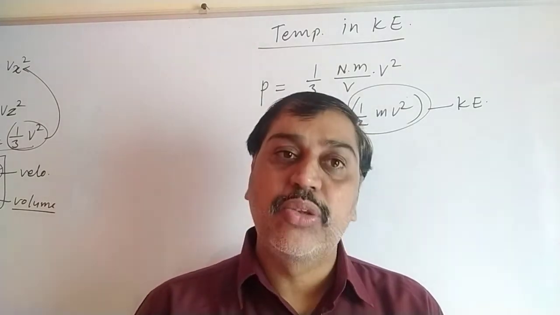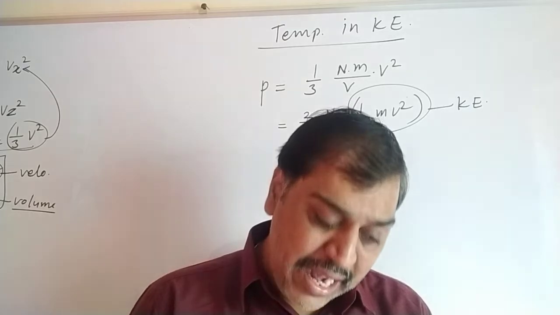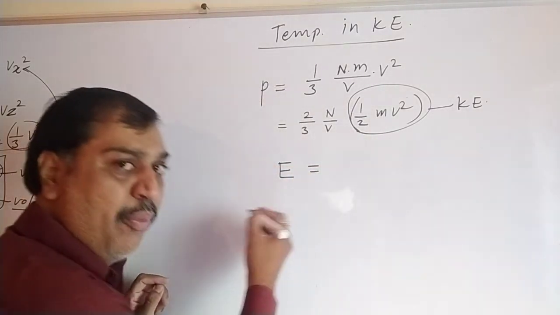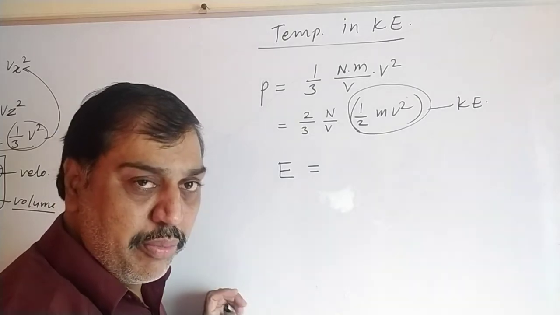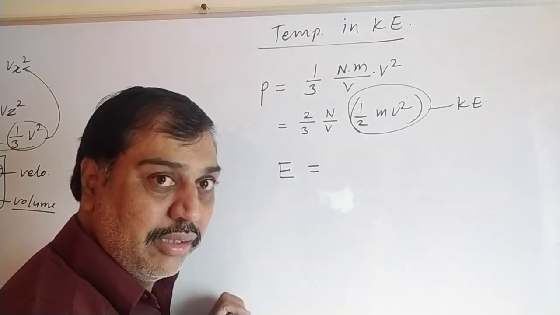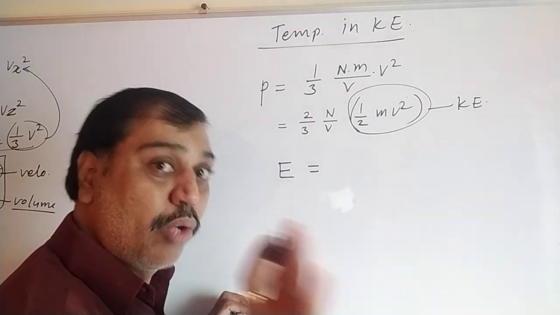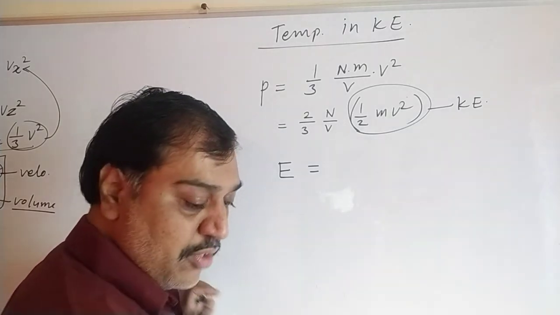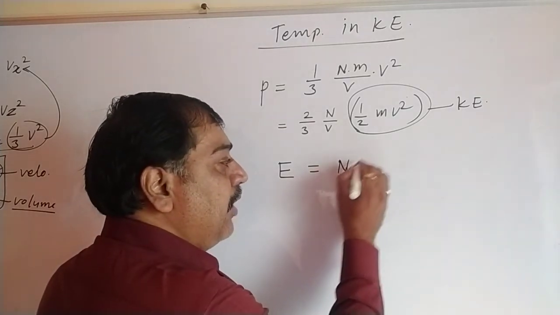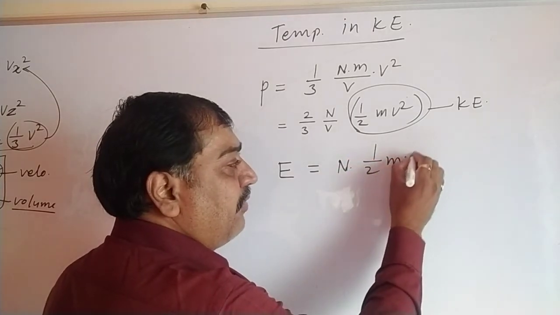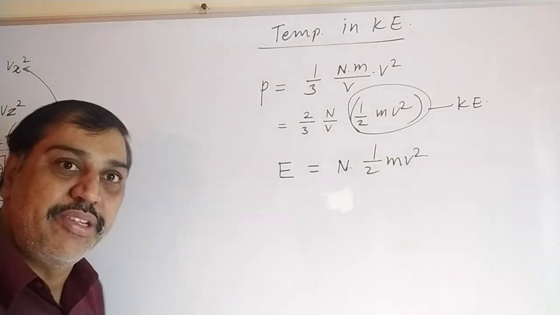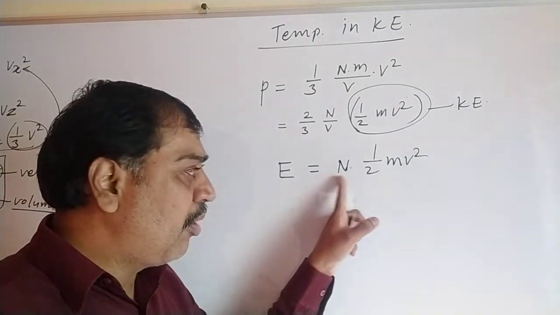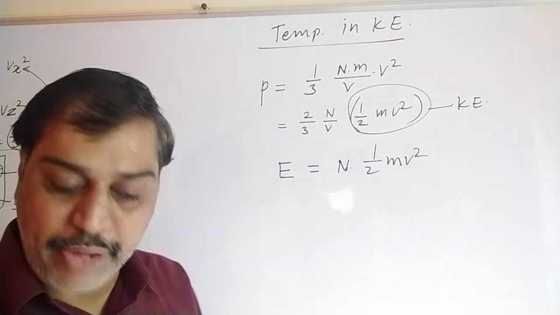So we can write that the average total energy is due to kinetic energy. We can write one equation: E equal to the average total energy of the particles of the gas which are moving, and it is always due to kinetic energy. So we can write E equal to n into 1/2 m v squared. n is the number of molecules, and 1/2 m v squared is the kinetic energy. First molecule, second molecule, up to the nth molecule, all have kinetic energy, and no potential energy.